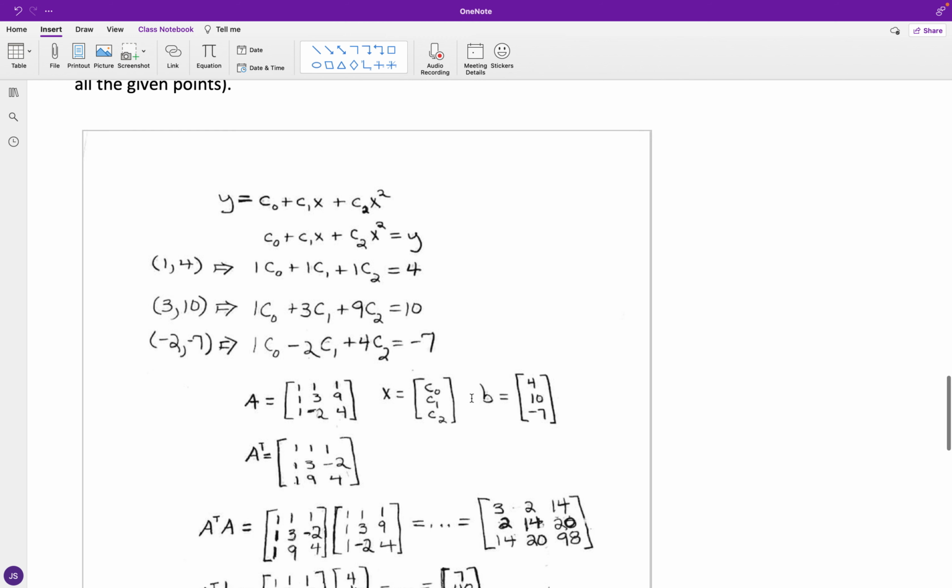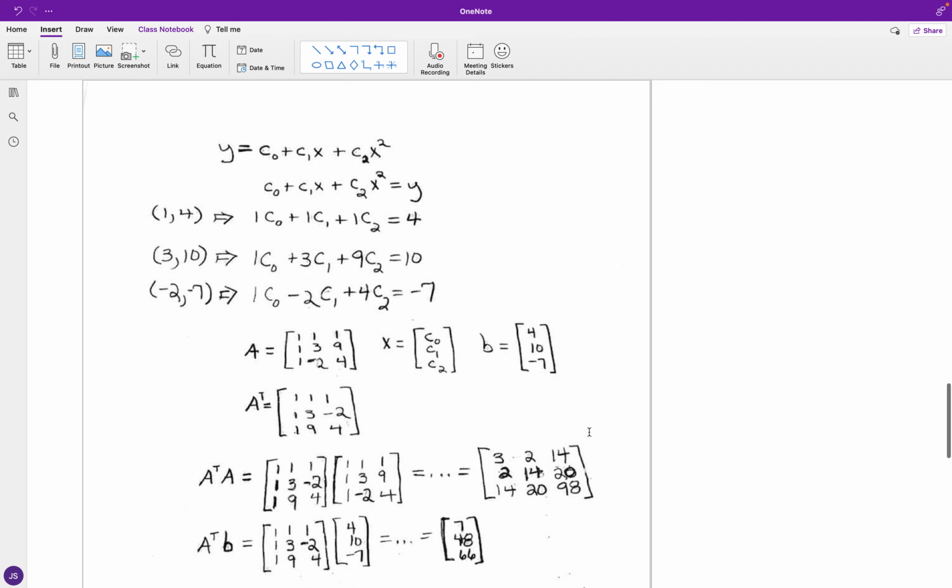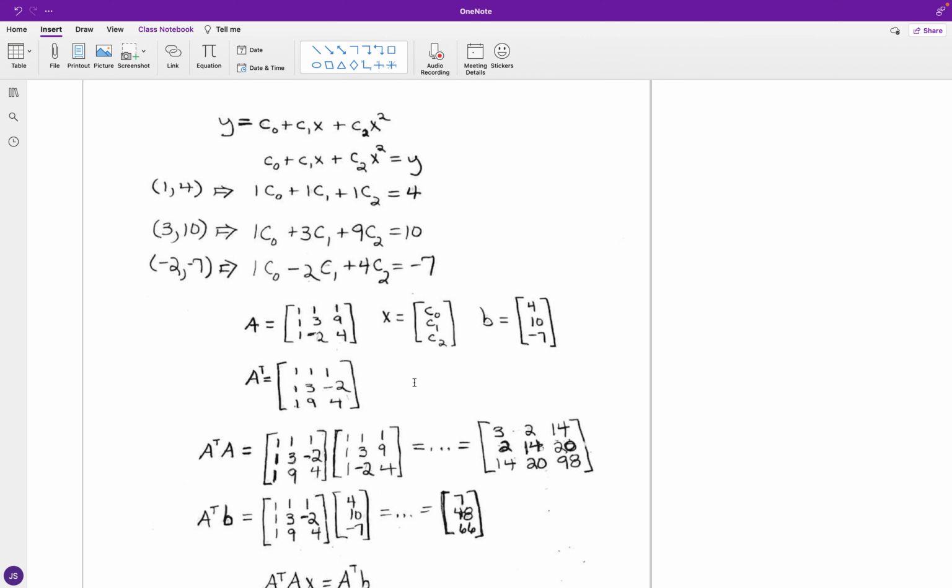Now the coefficient matrix A has 1, 1, 1 for the top row, 1, 3, 9 in the second row, and in the last row 1, -2, 4. The variable matrix x is the 3 by 1 display with c0, c1, and c2. And b holds the y values, again 4, 10, and -7. Taking the transpose of A, we have 1, 1, 1, 1, 3, -2, 1, 9, 4.